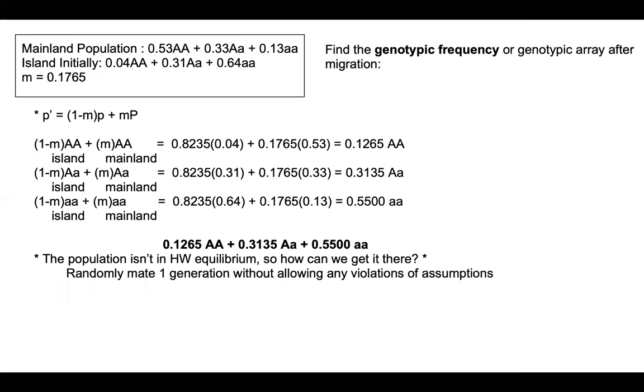Here we're trying to find the genotypic frequency, so once again, I put the previous information at the top, but basically you're just doing P prime all over again for each genotypic frequency, and I got this for the genotypic array. And once again, the population isn't in Hardy-Weinberg equilibrium, so how can we get it there? Randomly mate one generation without allowing any violations of the assumptions is one way.